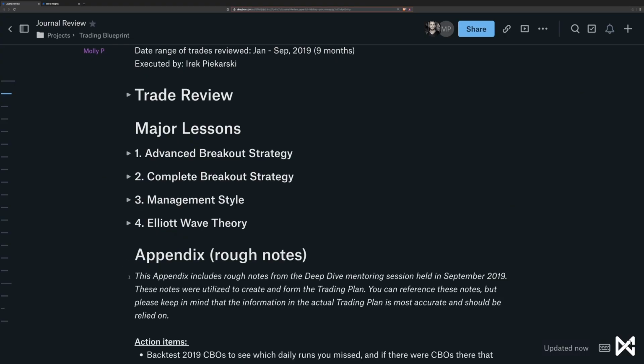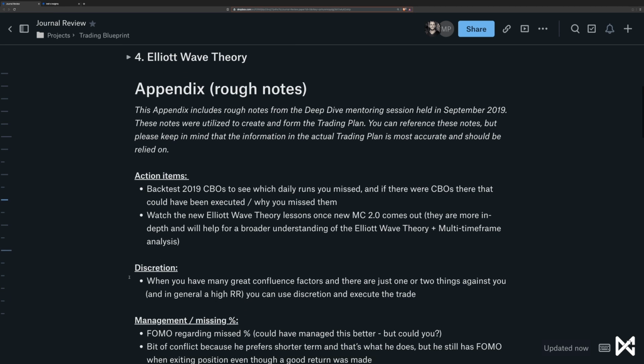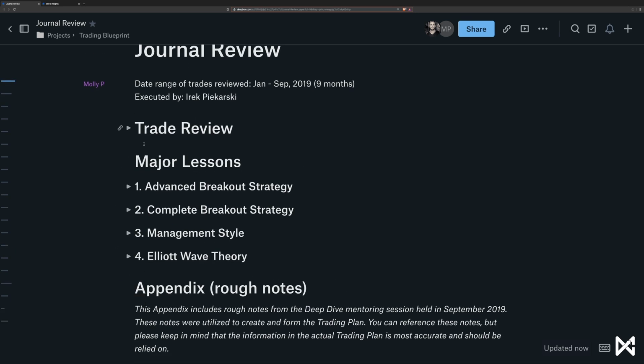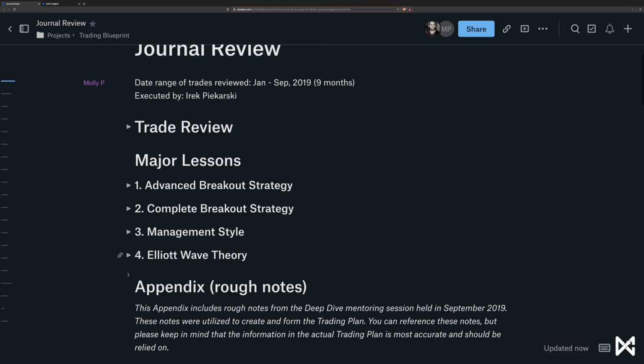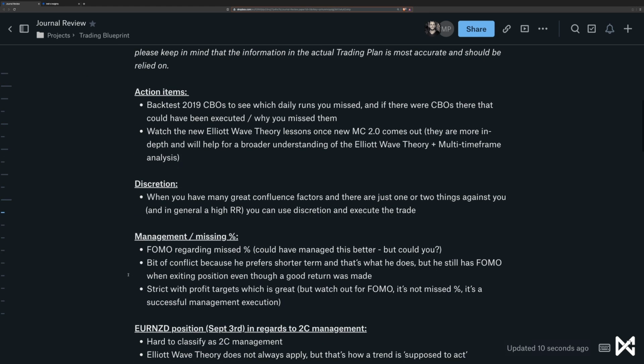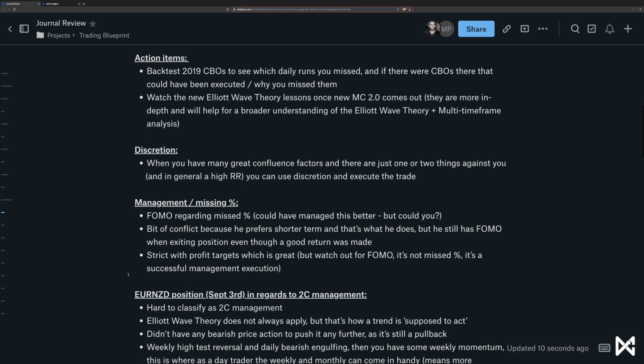I also have this appendix here of rough notes. These are pretty much the rough notes that were collected from the trade review section. These are the major lessons, and these are the rough notes, okay? So these are just rough notes, and you can read them for yourself really quickly. I'll just scroll through this, right?